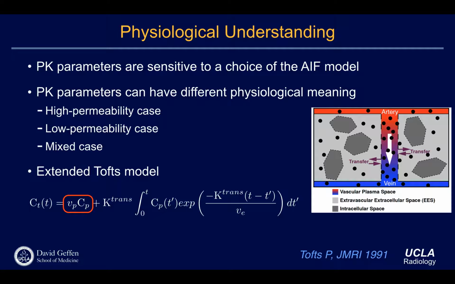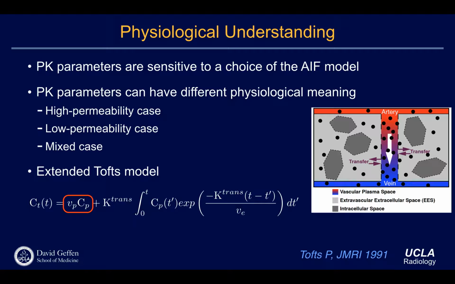Oh, okay, yeah, that's a good question. VP plus VE plus intracellular space should be 1. This is the fractional volume of plasma, this is the fractional volume of EES, and this is the fractional volume of intracellular space. In general, depending on how you assume it, in the standard Tofts model we consider VP to be negligible, so 0. But in other situations, you can keep it as it is, and then you have to use the extended Tofts model.